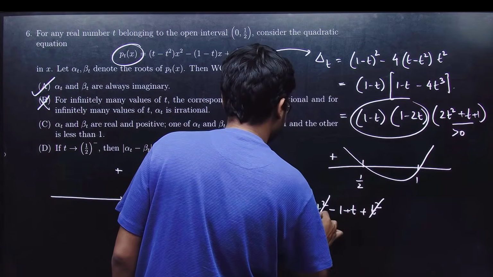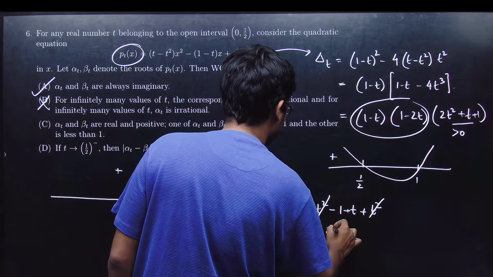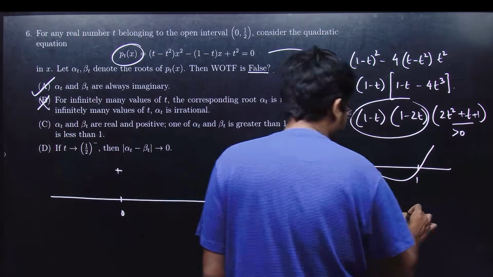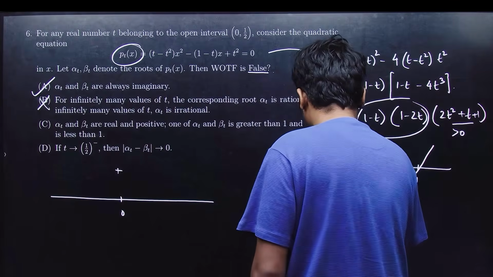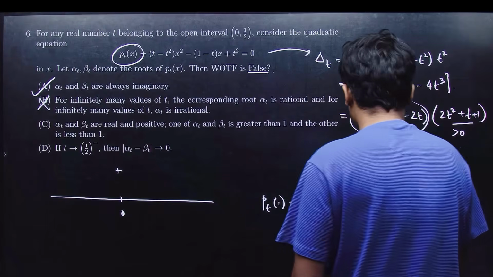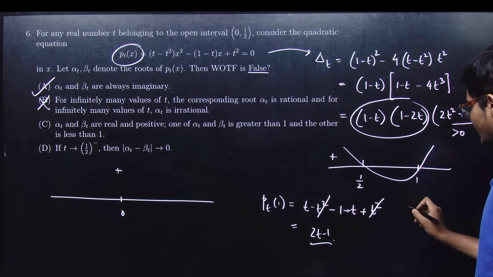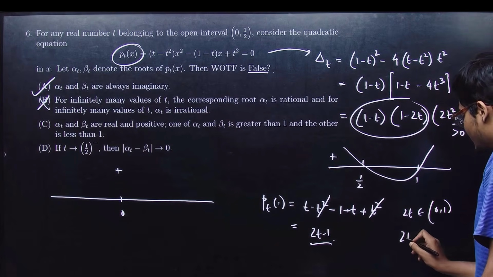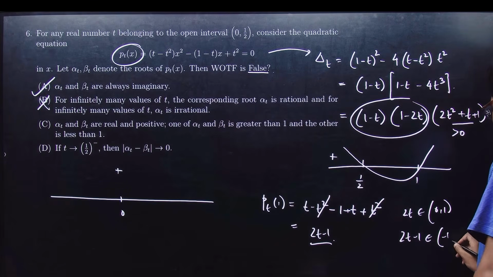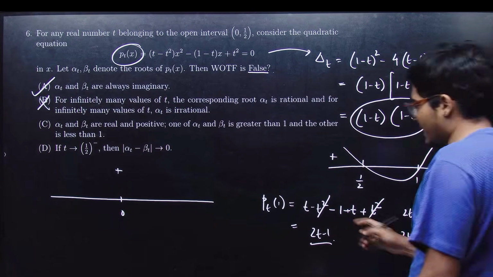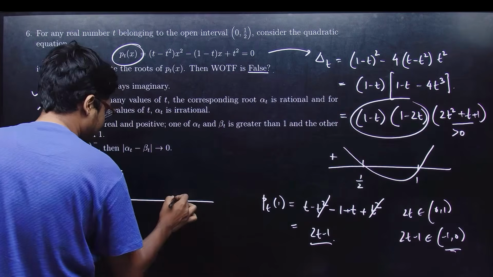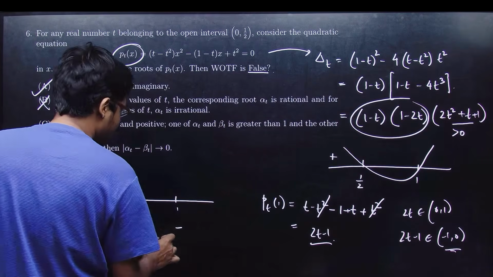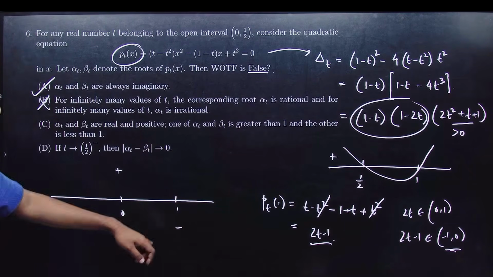So this and this will cancel out. You'll be left with 1 minus 2t. Sorry, 2t minus 1. Now see, t lies in between 0 and half, so 2t lies in between 0 and 1. So 2t minus 1 lies in between minus 1 and 0. So it's clearly negative, right? 2t minus 1 is going to be negative. So pt of 1 is going to be negative.